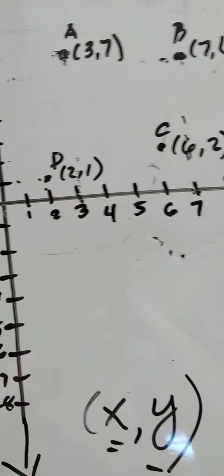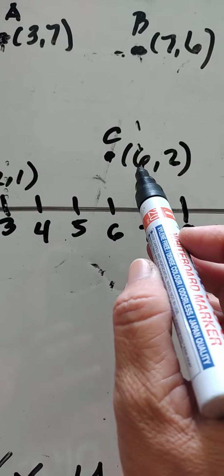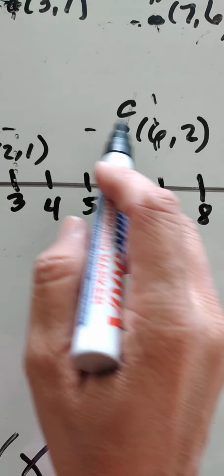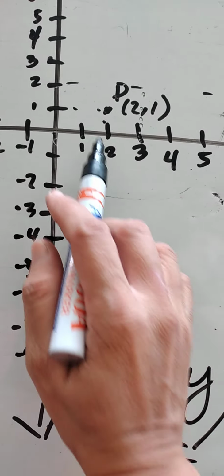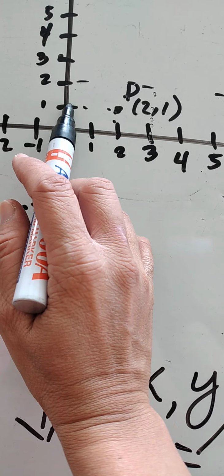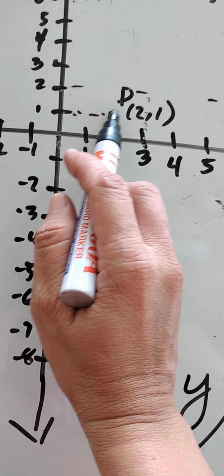And followed by C. Point C has coordinates 6, 2. Done. Okay. 6, 2, 6 from the x and 2 from the y. So there it is. And the same method, so for point D, it's 2, 1. So 2 from the x-axis, and then 1 from the y-axis. Make a broken line, make them intersect. There you go. Erase the broken line.